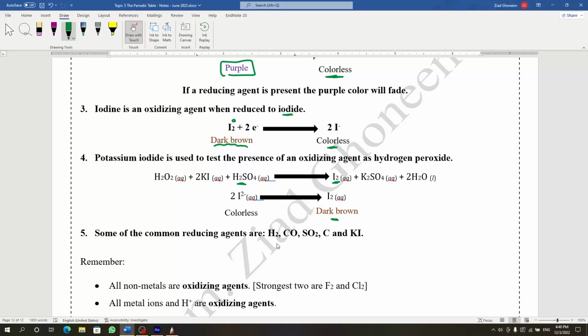Some of the common reducing agents are hydrogen, carbon monoxide, sulfur dioxide, carbon itself, and potassium iodide. These are very, very common reducing agents, right? As we said, a nonmetal ion is a reducing agent because it tends to lose electrons, right?